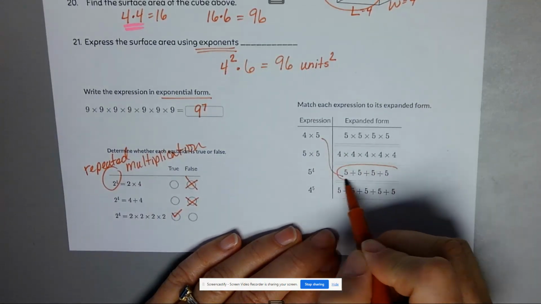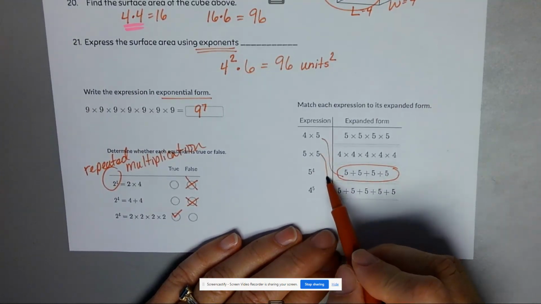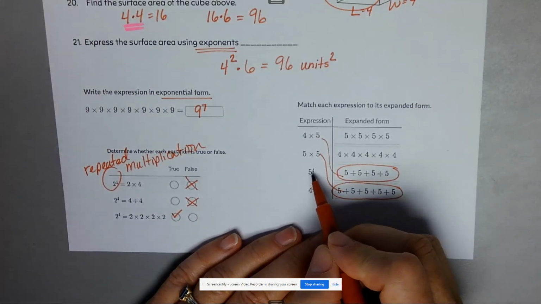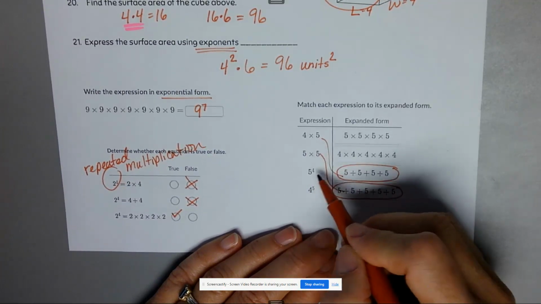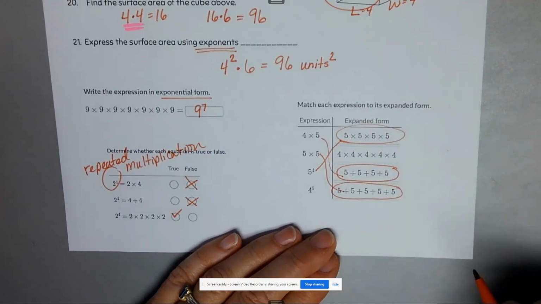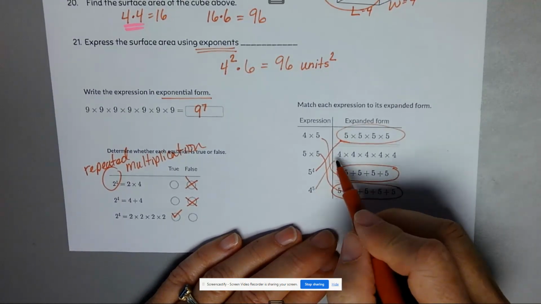So that's this. 5 groups of 5, that's addition. This is multiplication, repeated multiplication. So 5, and I need 4 of them multiplying itself. So this is 5 being multiplied by itself. There's 4 of them. And this is 4 being multiplied by itself, and we need 5 of them.